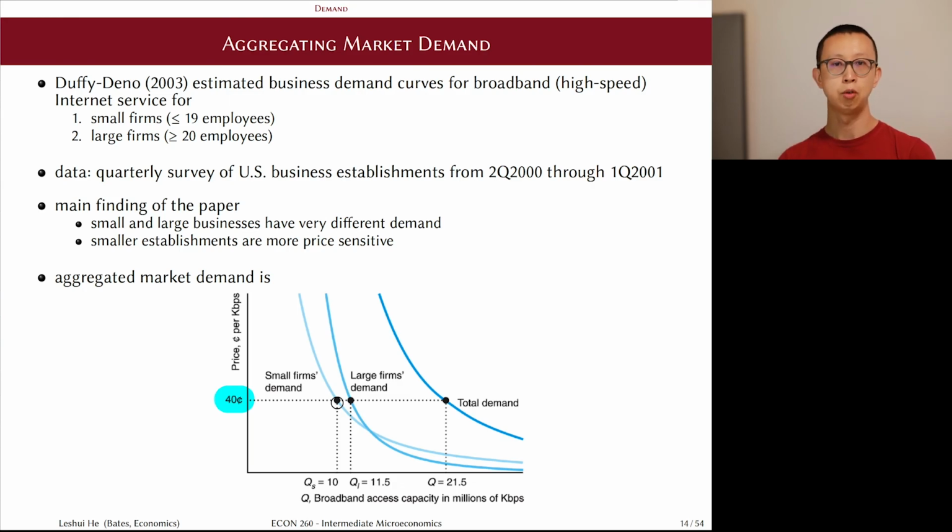So to measure the overall demand for internet services in this market, we can just aggregate these two demand curves horizontally, and that gives us the total demand curve. Now this concludes our examples for demand.